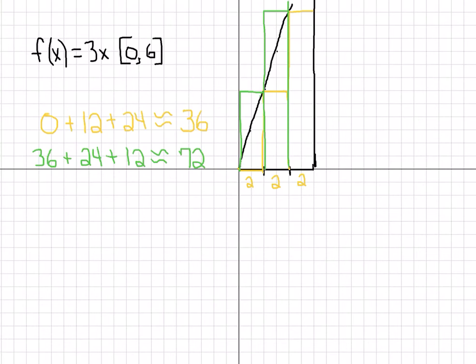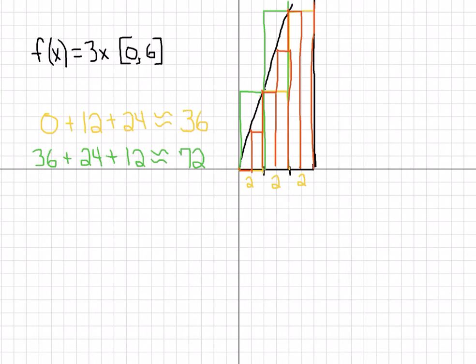So from the left side with 3 partitions, 3 subintervals, I got 36, which is under. From the right side, I got 72, which is over. Now let's go from the left side, dividing into 6 subintervals. So the first one, not really going to have anything from the left side. Then here, there's one. And then here's my next one, over. And then here is my next one, over. And then here is my next one, and over. And the last one you can't really see because it goes up higher than my graph, but it looks something like that. So the first box had a height of 0, so it's 0.